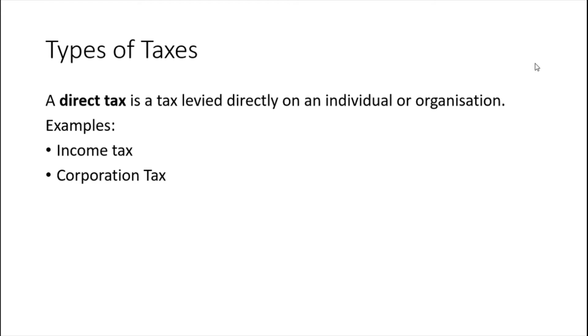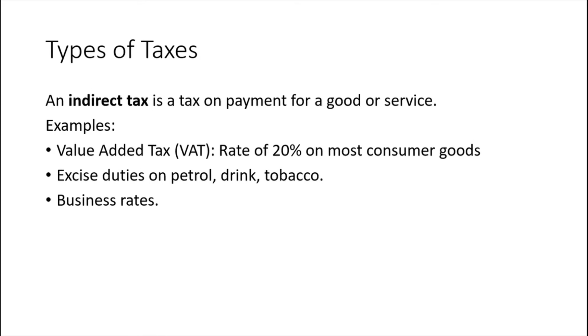So let's begin. Number one, there are two types of taxes. A direct tax is a tax levied directly on an individual or organization. Examples of this include income tax and corporation tax. An indirect tax is a tax on payment for a good or service. Examples include value-added tax or VAT, excise duties on petrol, drink, and tobacco, and business rates.